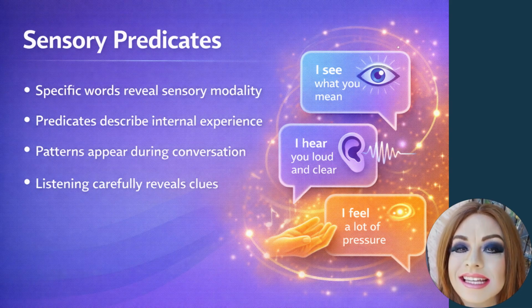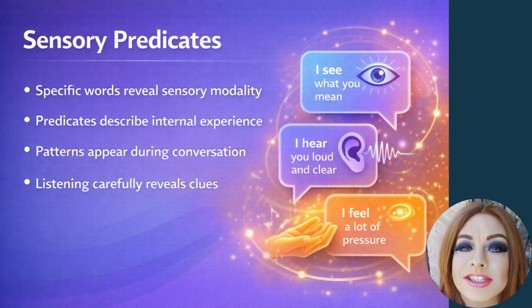The words that reveal sensory processing are called sensory predicates. Predicates are simply descriptive words that indicate how someone is experiencing something internally. For example, visual predicates include words like see, look, or clear. Auditory predicates include words like hear, sound, or resonate. Kinesthetic predicates include words like feel, grasp, or pressure. By listening carefully to these words, you begin to recognize patterns. These patterns provide clues about how someone is thinking.